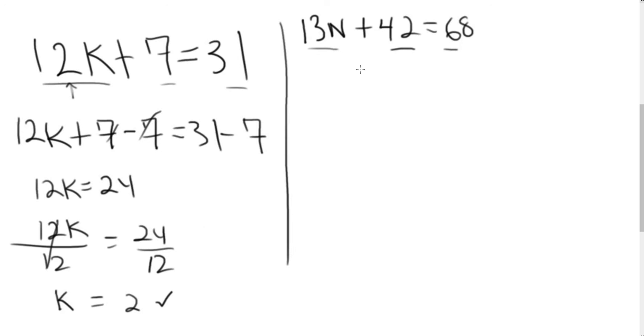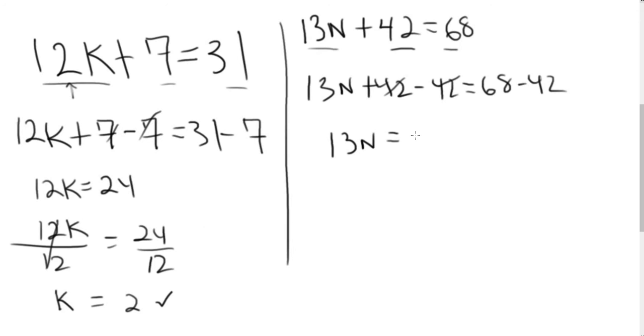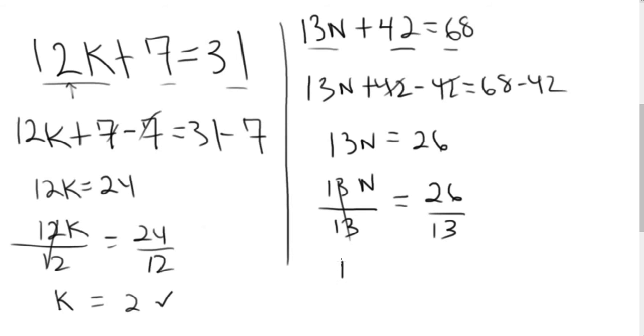So we take it one step at a time. We have 13n plus 42. I'm going to add the opposite, minus 42 equals 68 minus 42. Cancel, cancel. I have 13n equals 68 minus 42, 26. Here I have to divide by 13 so that those can cancel. Have to do the same thing to the other side. Positive divided by positive is positive. That just gives me n equals 26 divided by 13, 2.